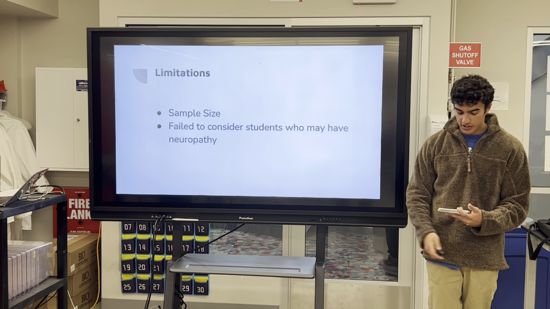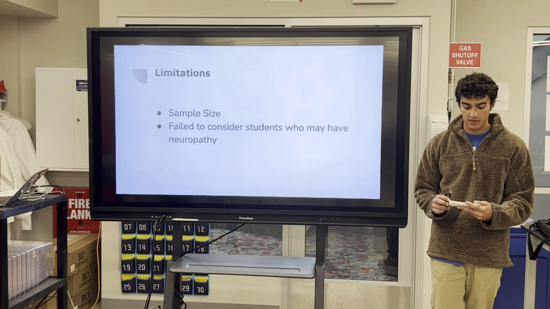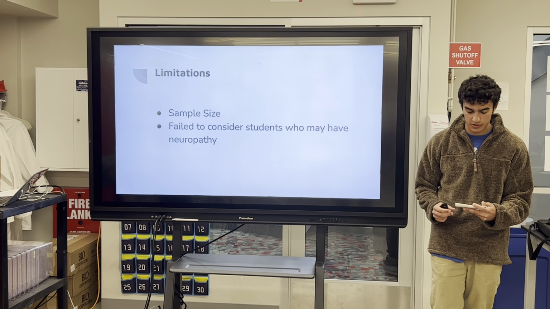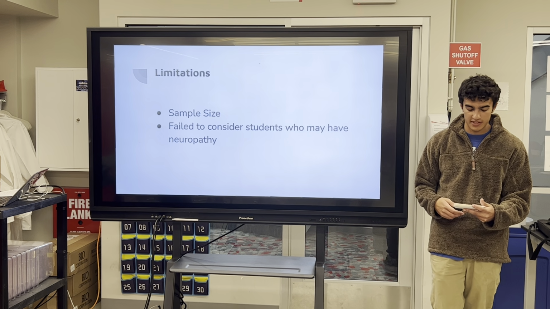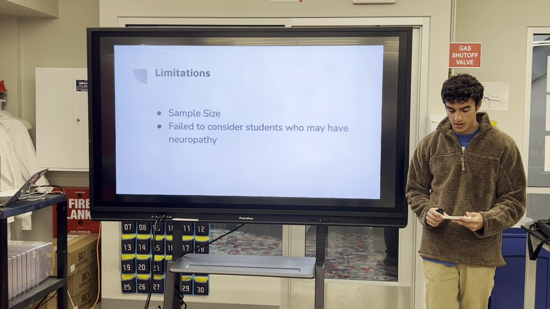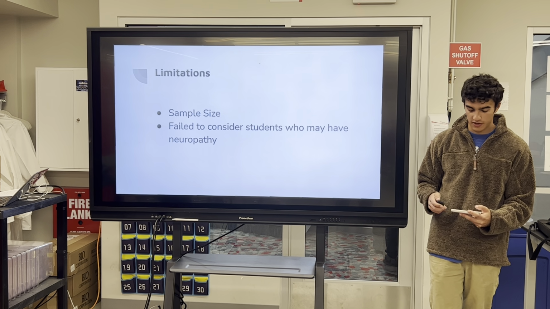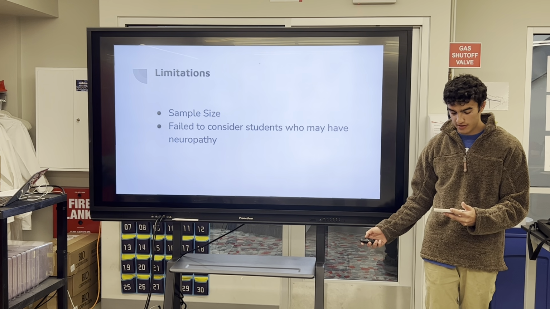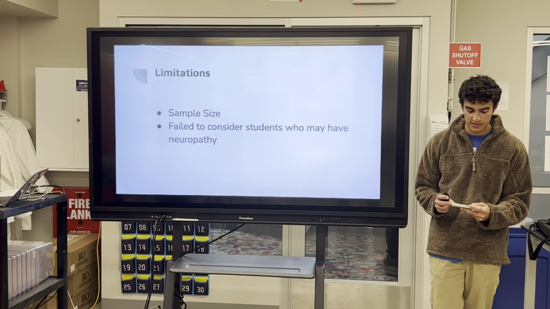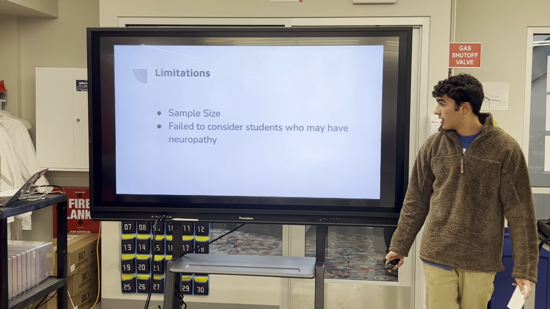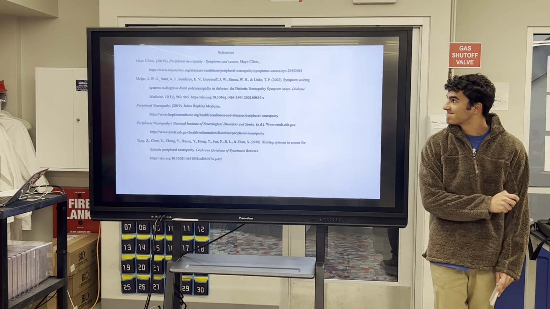In terms of limitations, sample size was the biggest limiter. The small sample size leaves some uncertainty in the results. While there seems to be a direct correlation, including more subjects would have made the data much more irrefutable. Another limitation was that the study failed to consider that any of the subjects had any kind of condition that would affect their perceptivity prior to taking the test. And that's my presentation, and here are my references.